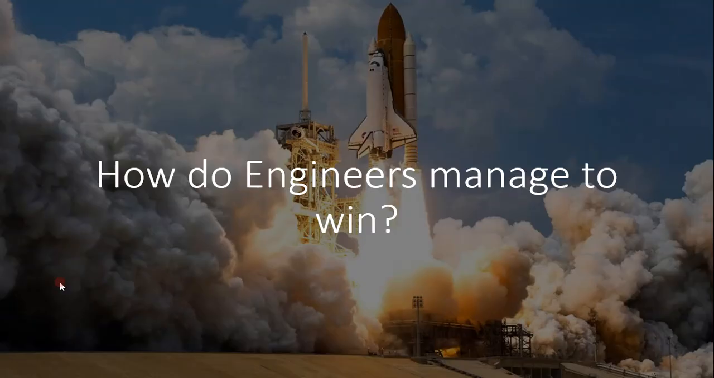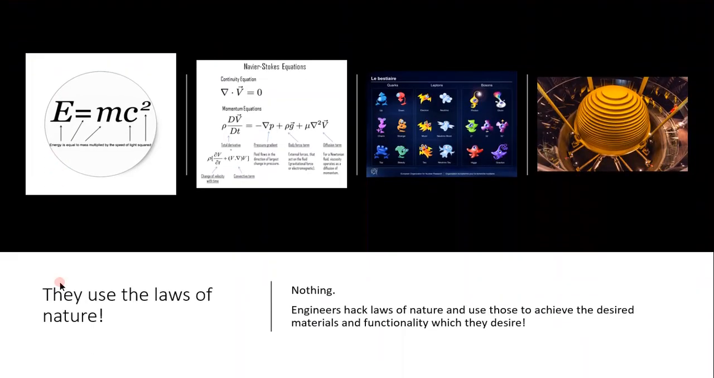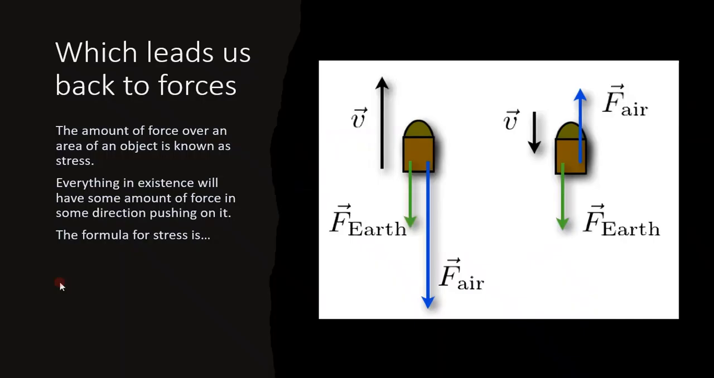So how do engineers manage to win in the long run? Nature has been around a lot longer than we have. So what's our secret? Well, we actually use the laws of nature. We figure out how everything works and we manipulate it to our advantage. Which brings us back to the content of the video, which is about stress and strain.